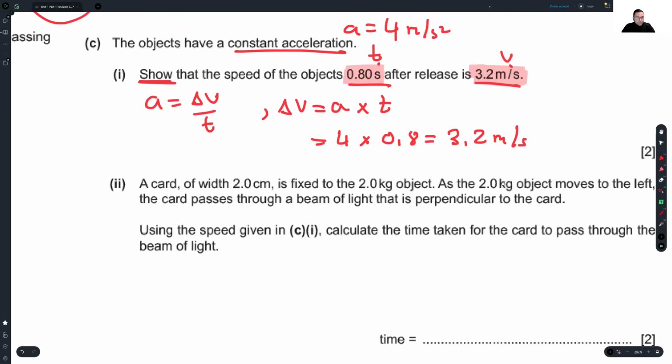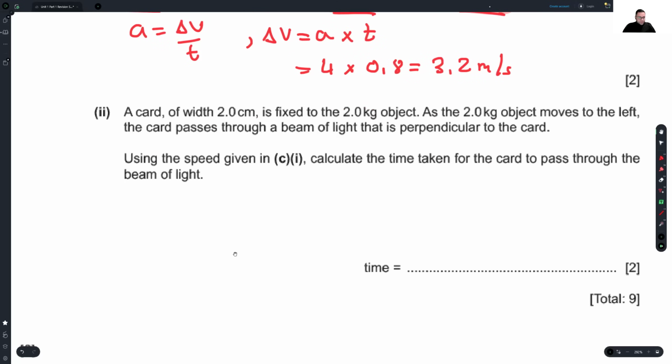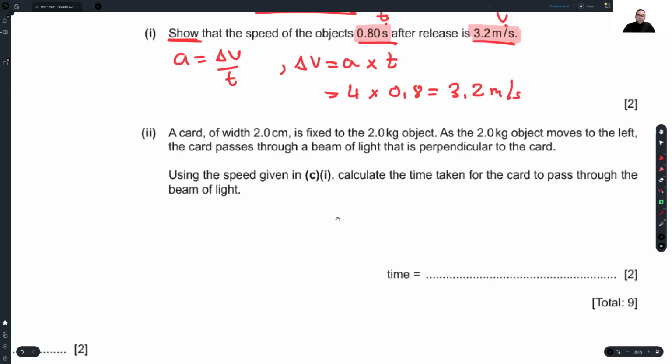Final question here. Final bit of this question here. A card of width 2 centimeters is fixed to a 2 kilogram object. Now, this is another trick. He put a small 2 centimeter object, like card, to my 2 kilogram object. The 2 kilogram object moves to the left. And the card passes through a beam of light that is perpendicular to the card. Using the speed given in C, calculate the time taken for the card to pass through the beam of light.